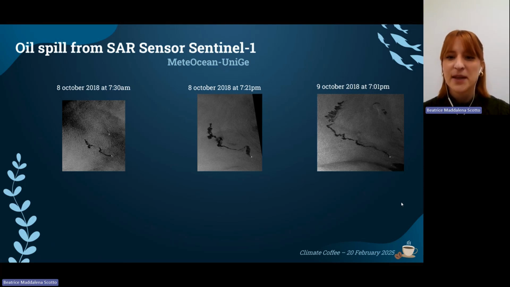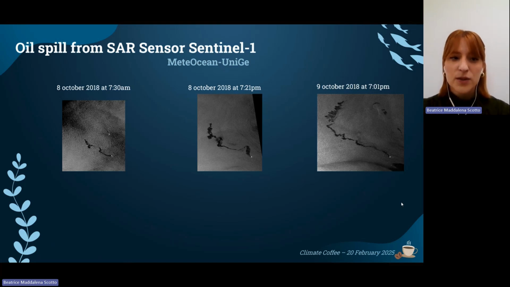Another great source of information for us was the satellite images. Unfortunately, for this specific case, we were only able to detect 3 images, 2 from the 8th October 2018 and 1 from the 9th October 2018. And these images are taken from the Sentinel-1 satellite.